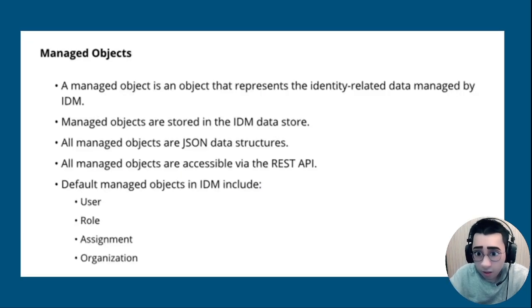In this slide, we are going to talk about the managed object. As you saw in the dashboard, there are 3 default managed objects that are created. The first ones are user, role, assignment, and organization. They are the default ones. A managed object is an object that represents an identity-related data item that can be managed by Identity Manager, and they are stored in the Identity Manager data store or repository. If you would like to think of it in that way, all other managed objects are basically stored as a JSON data structure. Let's go back to the environment and show you.